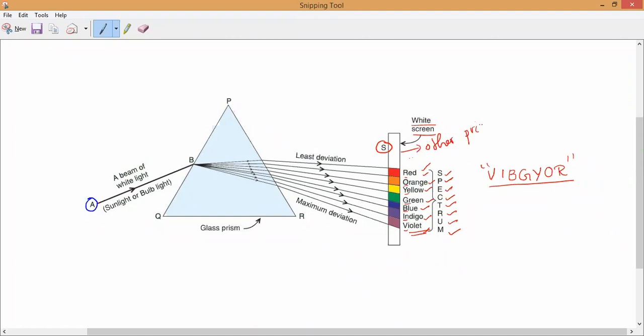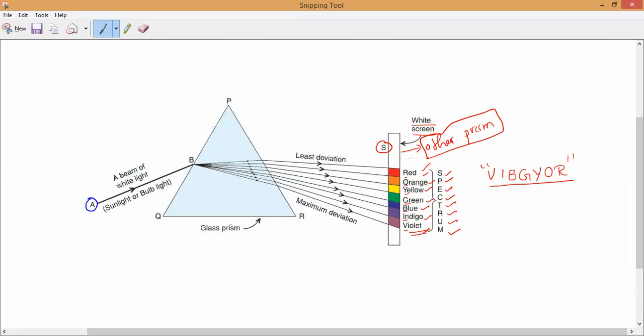That is also one of the MCQ questions: where should we place the screen to form the spectrum of light? Always opposite to the side where the beam of light is inserted into the prism, we have to place the white screen. Do you understand, guys? Now you can see here, we are observing a patch of 7 colors on this white screen. What do we call that? Spectrum.